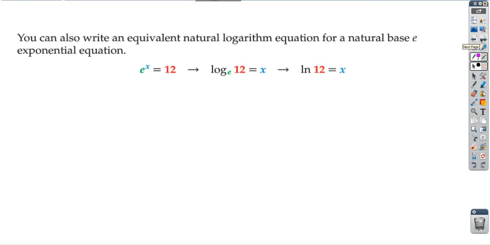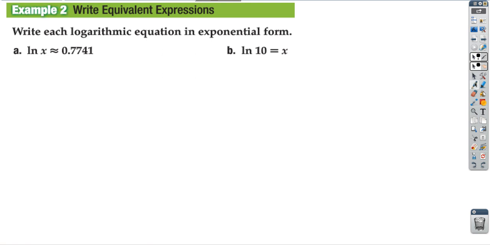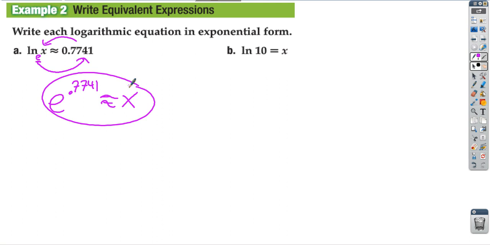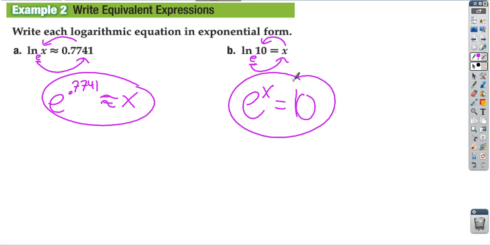Okay. Same idea if you're changing the other way, so changing from natural log form to exponent form, we can do that using the same way. So even though it's not written here, natural log has a base of e, so this base to that power equals that answer. E to the 0.7741 is equal to x, and they're saying approximately equal because that answer has been rounded. Same thing here, that has a base of e, e raised to that power equals that answer. E to the x is equal to 10. Now that's in exponent form.